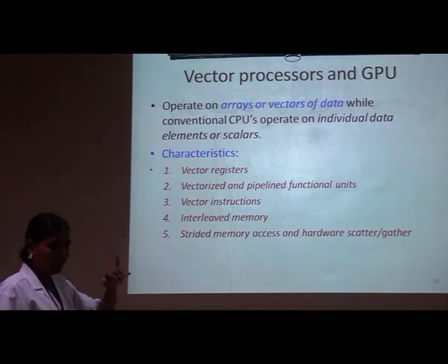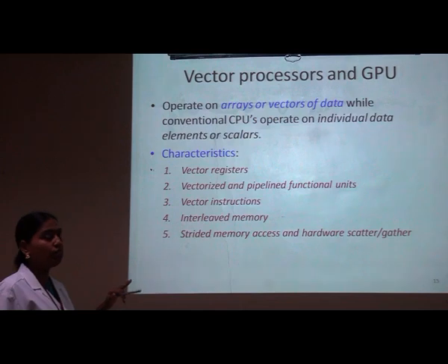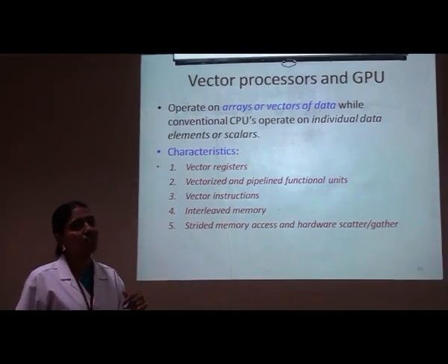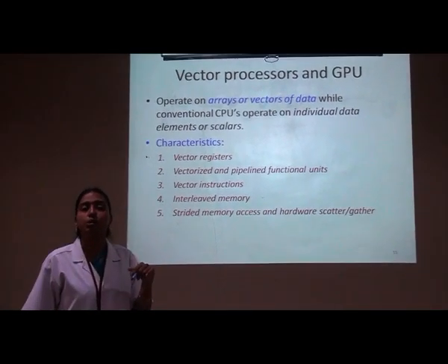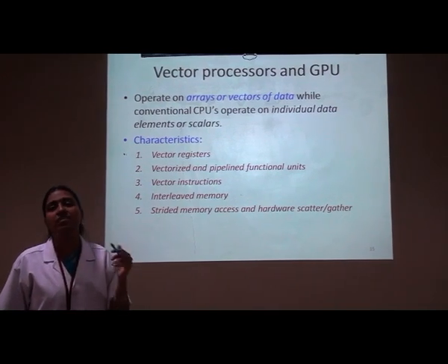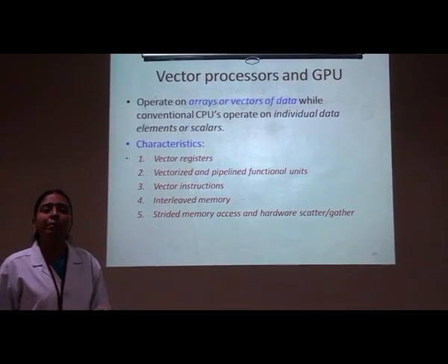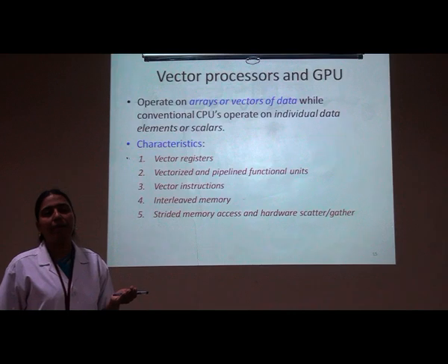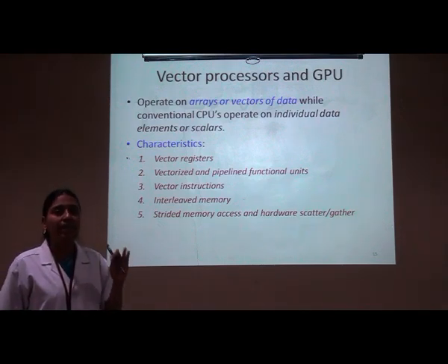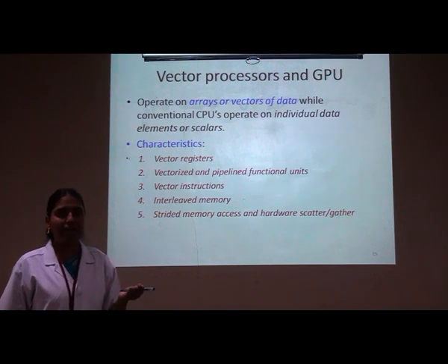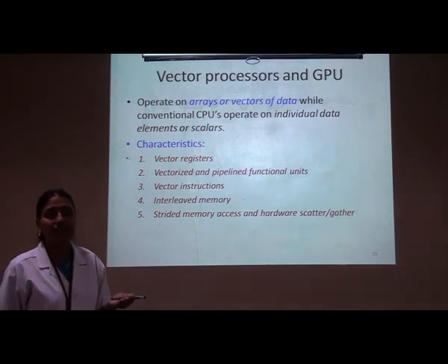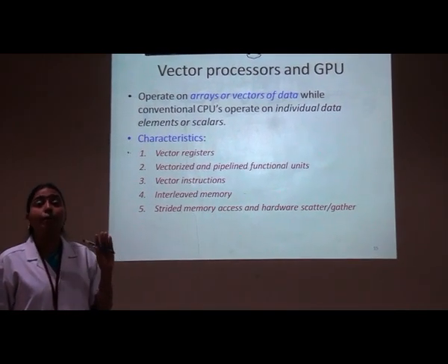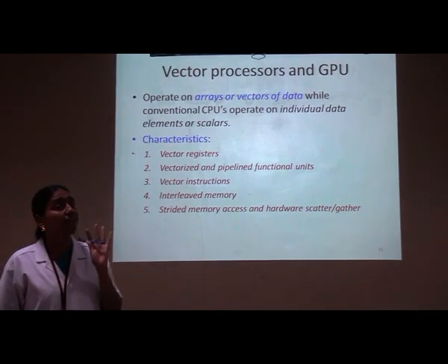That is, we need to use vector registers, vector instructions, and vectorized and pipelined functional units. What for? In order to achieve pipelining, that is, executing more than one instruction in parallel using a pipeline path. In two-stage pipelining, the stages are fetch and execute. In four-stage pipelining, we use fetch, decode, execute and store. In five-stage pipelining, which we use in our MIPS architecture, we use fetch, decode, execute, mem and write back. These are the five stages in five-stage pipelining.